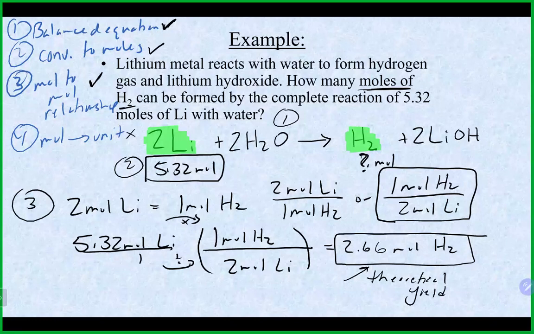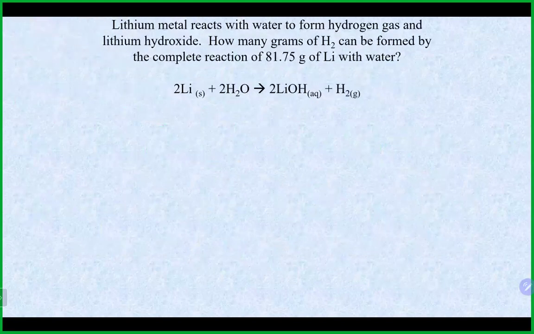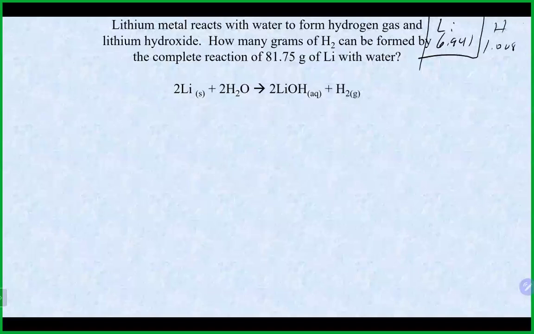All right, let's try another one here. We're going to do the same reaction and equation, but in this case, we want to know how many grams of H2 we get if we started with 81.75 grams of lithium. Lithium is 6.941, and hydrogen is 1.008. I think that might be all you need.